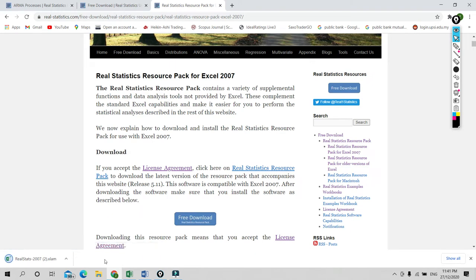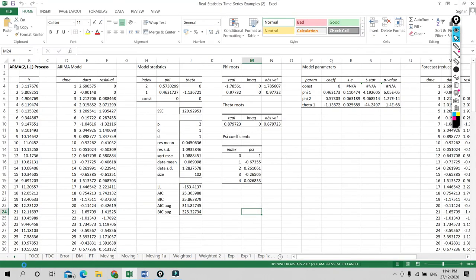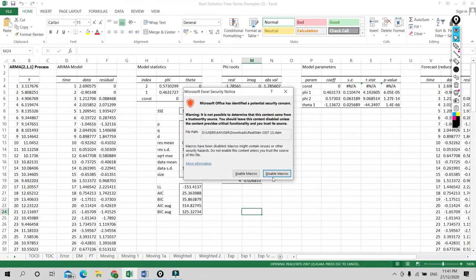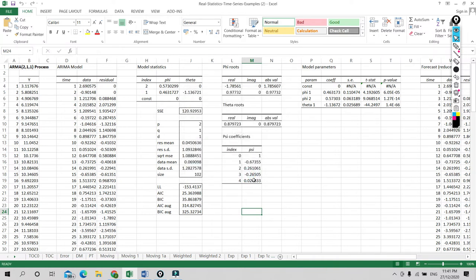You have the icon here. You have downloaded it already, Real Statistics. These are the software files. So I just click here. There is a pop-up, and you just enable macros. Now let's say I have the ARIMA 2,1,1 process here. This is the data.